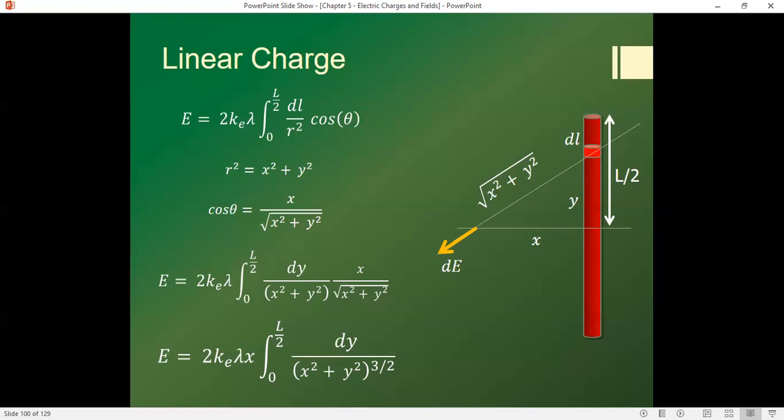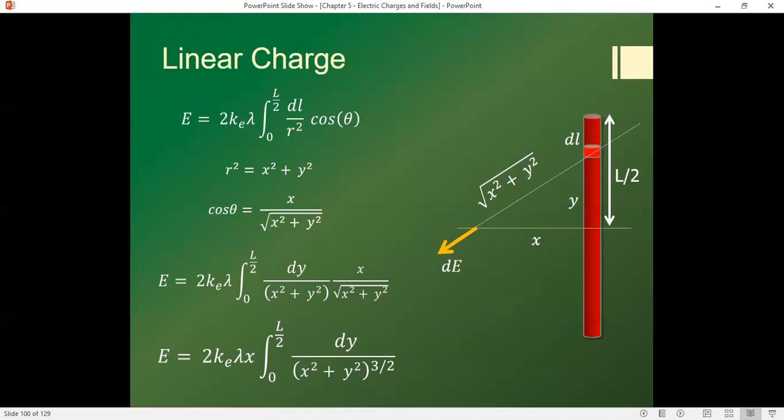Again, this will only work at the very center of the rod. If I'm a little bit higher or a little bit lower, I have to calculate for both E_x and E_y. All right, I don't want to get that complicated with this. I want to show you a simple example. So I'm just, again, using symmetry to cancel out E_y.